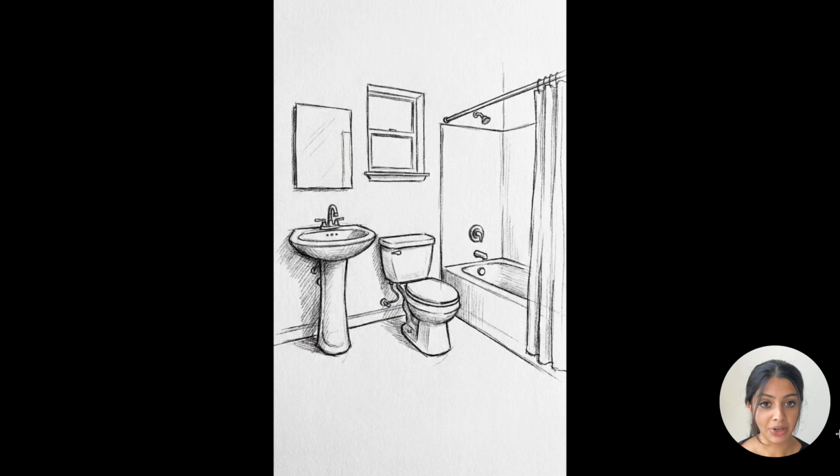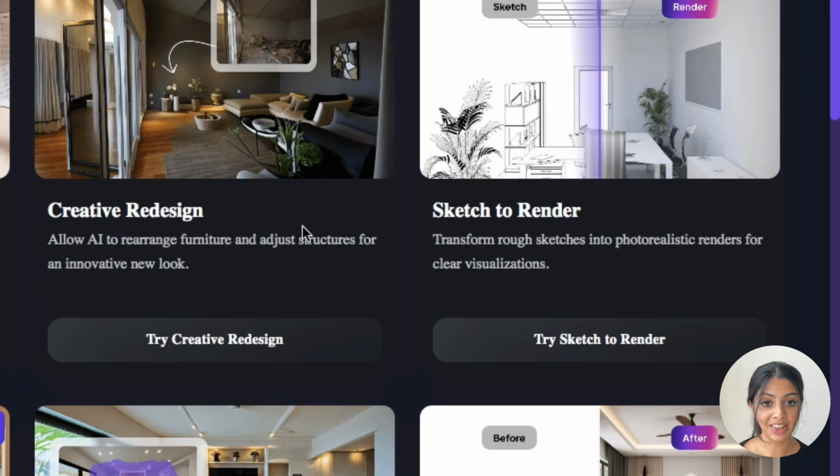This is the starting point, a simple pencil sketch, and this is exactly the kind of image the sketch to render tool is built for. You don't need a perfect drawing, you just need clear lines, a readable layout, and a sense of where each element sits. Once the AI has that, it can generate a fully rendered version of your space. This is where everything begins.